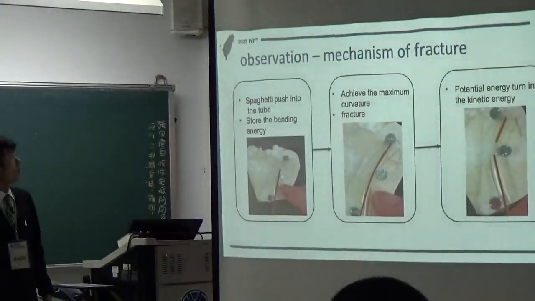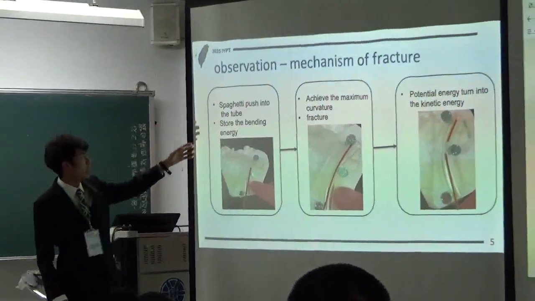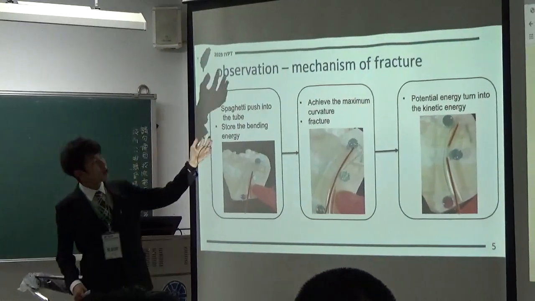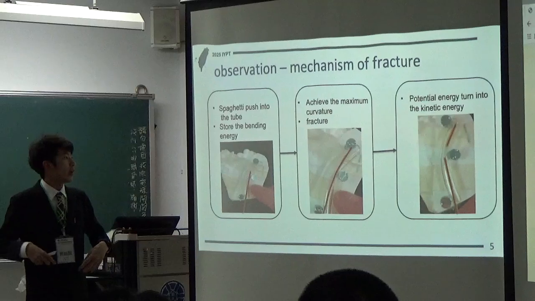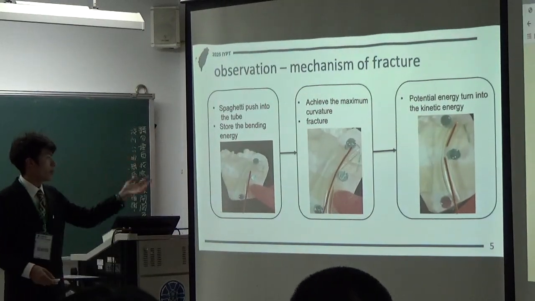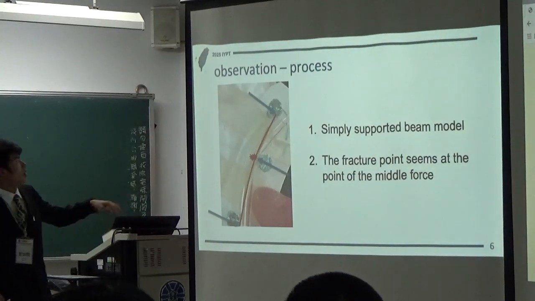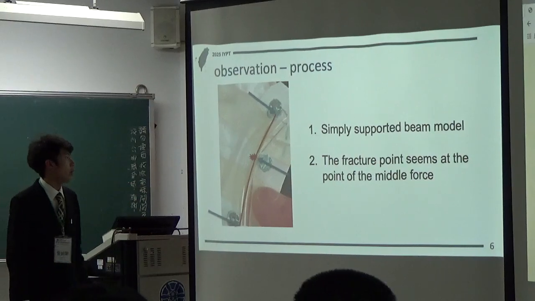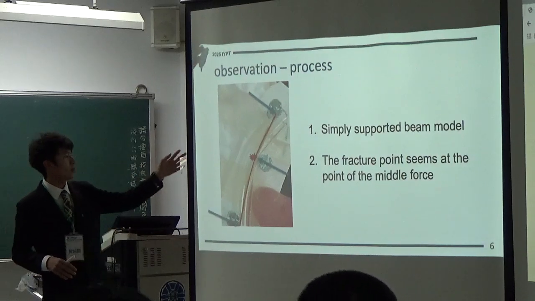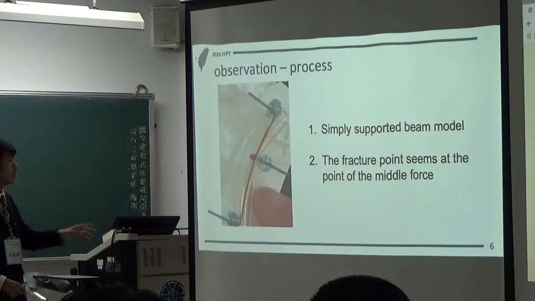First, we observe this phenomenon. We observe that when the spaghetti is pushed into the tube, it stores energy, and when it reaches the maximum curvature, it will fracture, and the potential energy turns into the kinetic energy of the debris. So we think that is the physical mechanism. Next, we observed the process of the pushing, and we found that the spaghetti can be described using the simply supported beam model, with the fracture point at the point of the initial force.